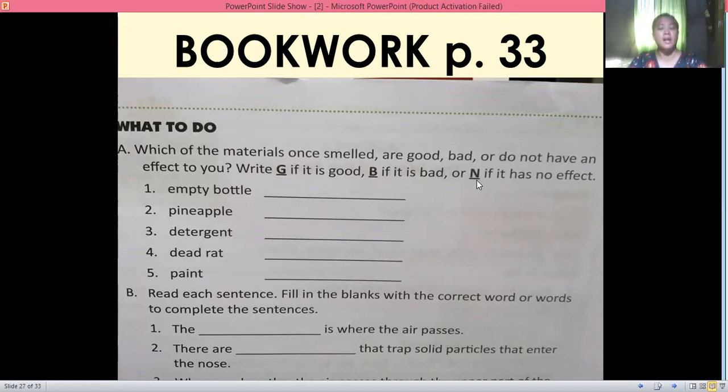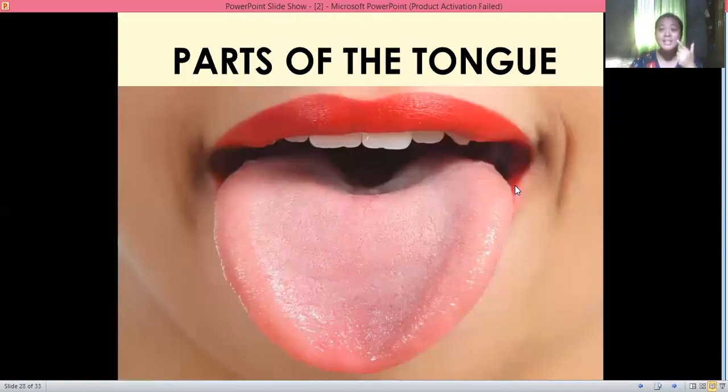And last one, number 5, paint. Paint, is it good, bad, or no effect? Write G if it is good, write B if it is bad, and write N if it has no effect. Done? Those who are not yet done, you can pause the video, click pause, and once you're finished, you can play. But those who are finished, let's proceed with our tongue.